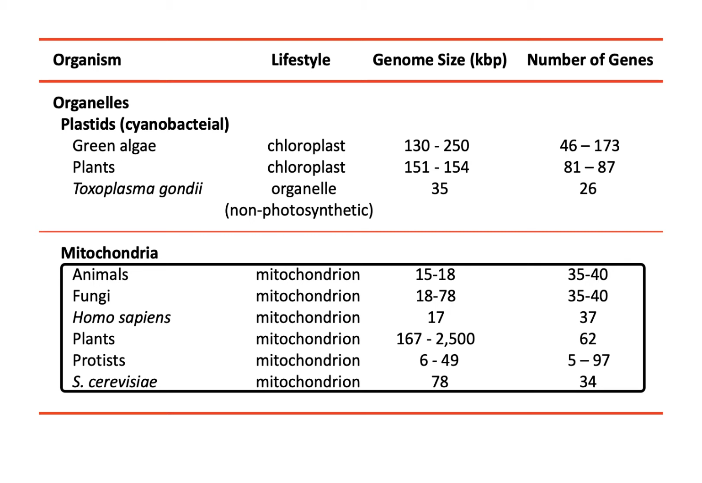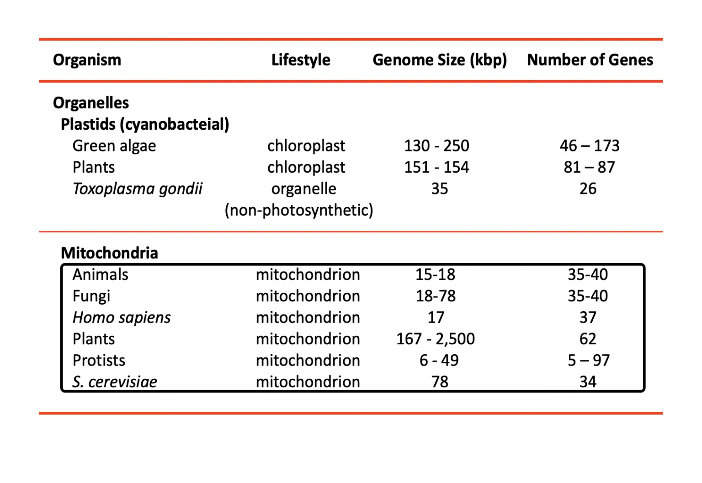With the exception of plants, and I'll talk about that in a second, the genome sizes range from about 6 to 80,000 base pairs, and from about 5 to 60 genes. Now, for plants, it's a little different because a lot of the DNA in the mitochondria in plants is non-coding, so they only have about 60 genes.